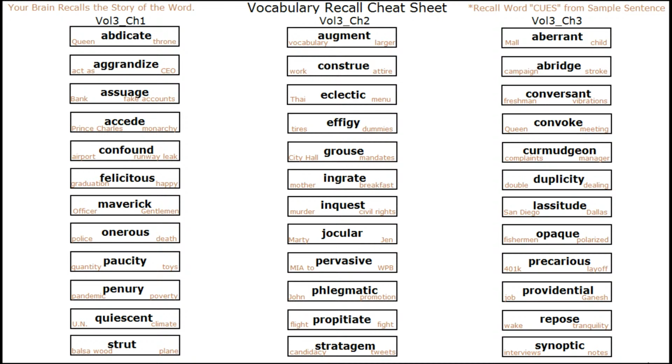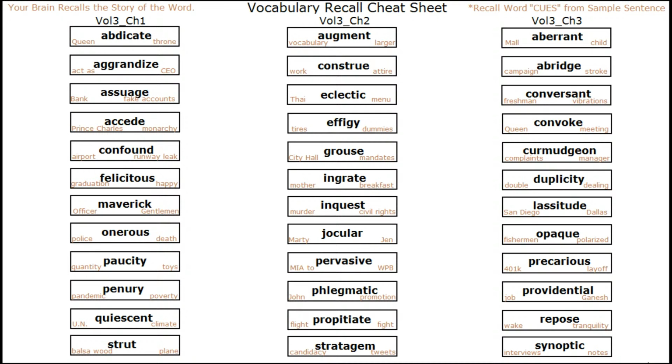And then we have for chapter 3, aberrant all the way through to synoptic. And aberrant, remember the child in the mall acting up. Aberrant, that should trigger the memory of the word and what it means. Averse had to do with canceling the campaign as a result of the wife's stroke. Conversant, speaks well of. So we used a reference of a freshman in college who was actually able to be conversant about vibrational mechanics, which was a senior level class, so it was very impressive. And then convoke had to do with the queen calling a meeting.